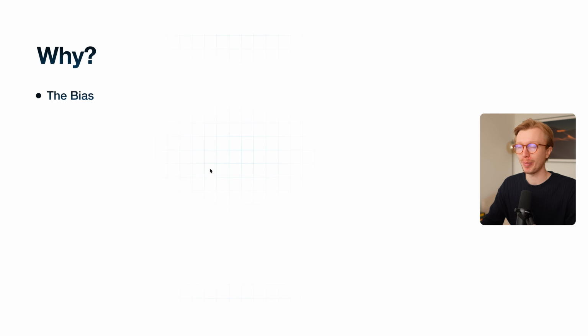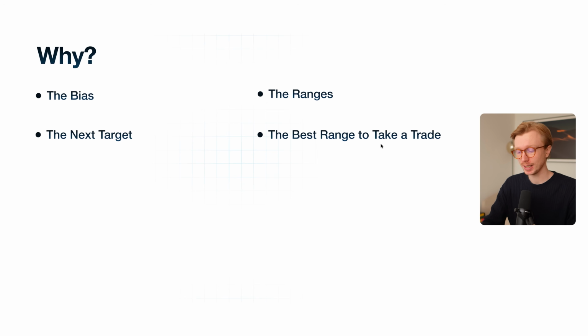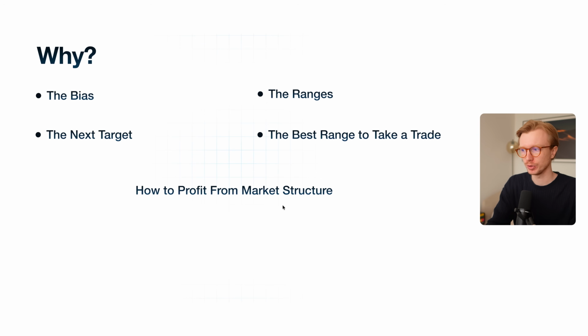We're going to dive into the bias right there, but also understanding that it's much more useful than just the bias, because it also tells you the ranges. It tells you the next target. And it tells you the best range to take a trade in and exactly where to take a trade. So where most just talk about market structure is nice for an analysis, I really want to dive into how to profit from market structure, because at the end of the day, making a profit, that is the goal, right?